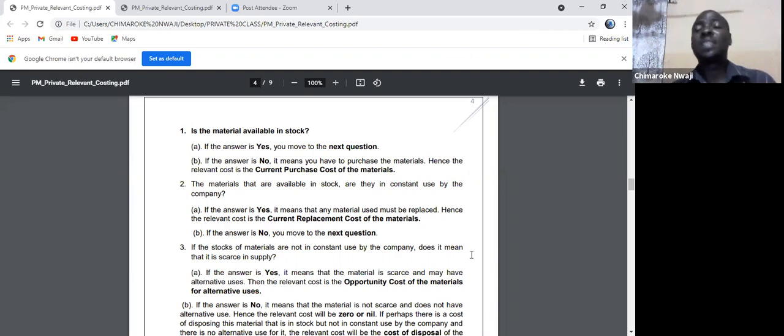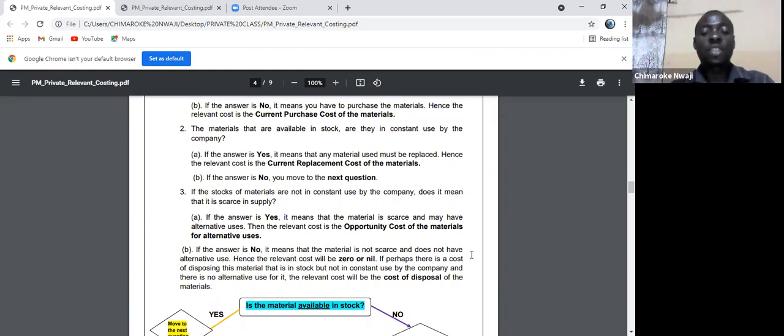Then it must have alternative uses. For it to be scarce, it must be used in an alternative way. So that gives rise to the opportunity cost of the material. It means that for you to use that scarce material for your purpose, you must forgo using it for the other purpose that it is alternatively used for. If your answer is no, that it is not scarce and doesn't have alternative uses, then it means it is not relevant, and the relevant cost will be zero or nil.